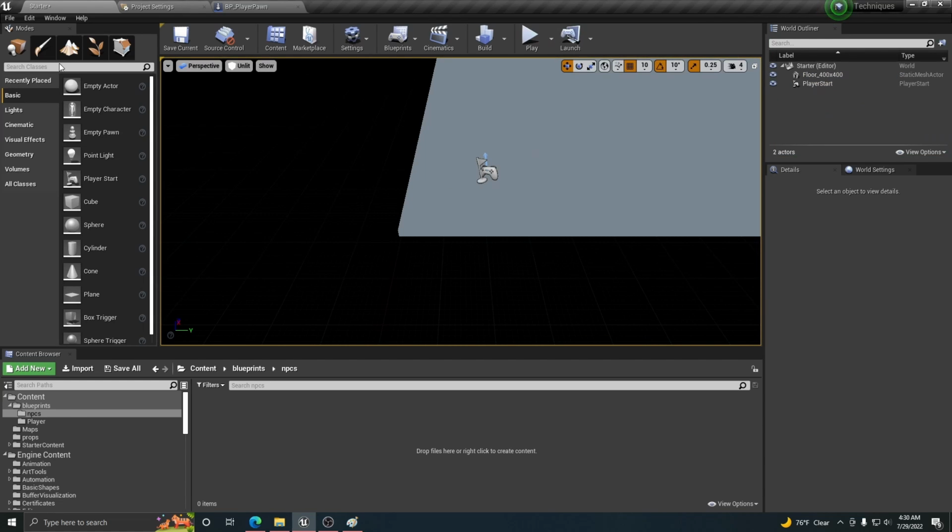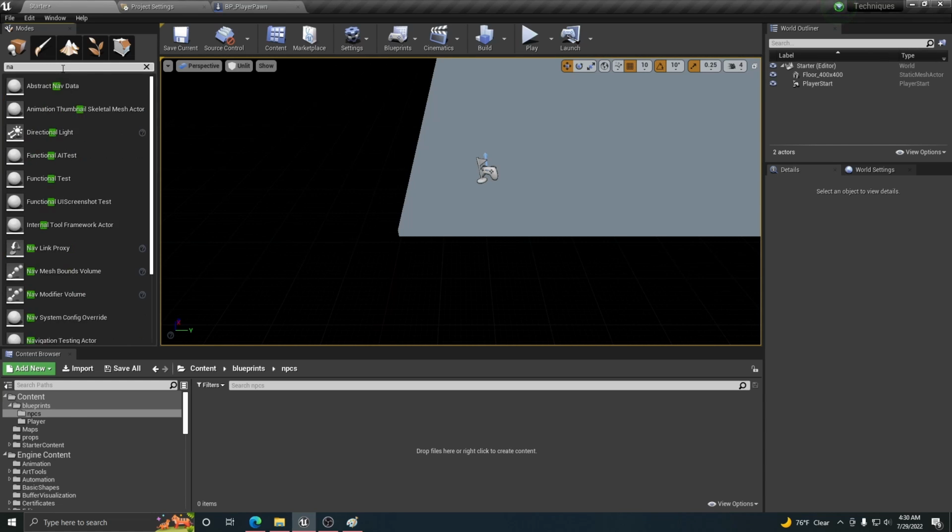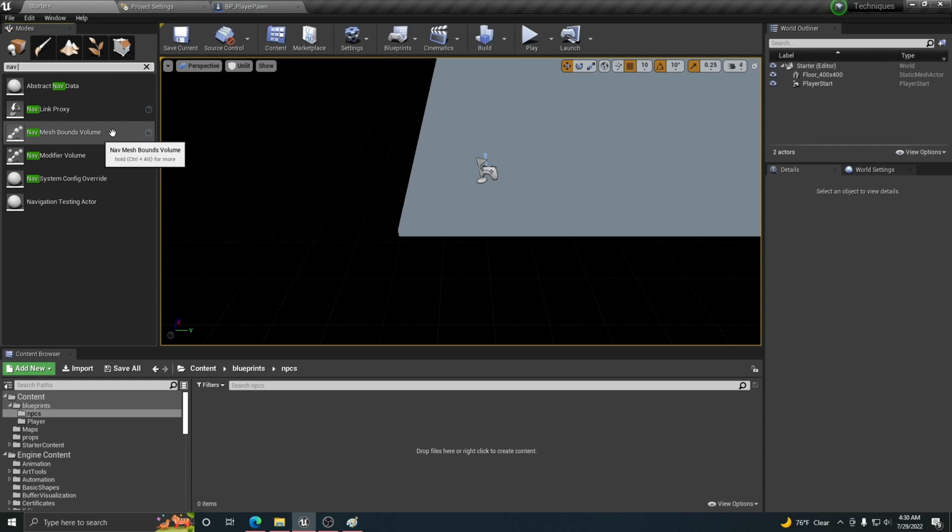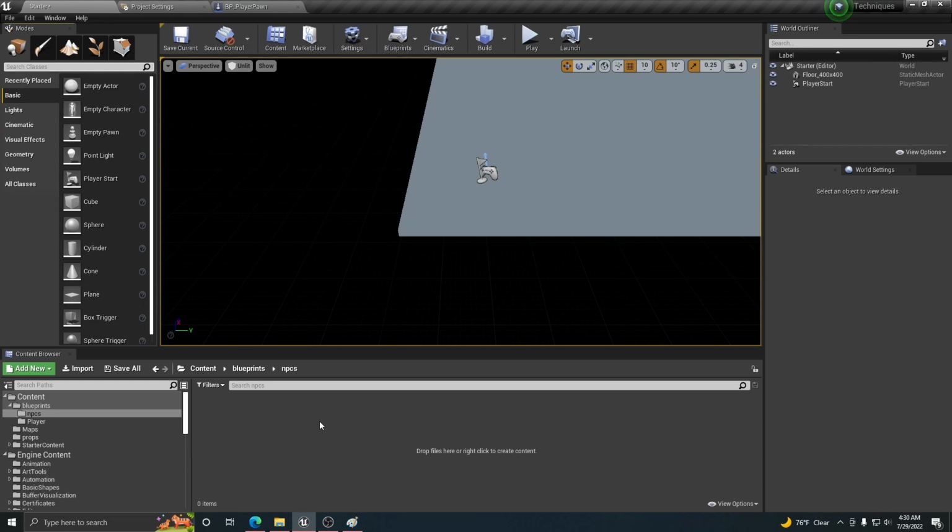In this lesson we're gonna focus on making an AI. And the AI is not gonna use any nav mesh, behavior trees, or any AI controllers. So we're gonna make a very plain AI that doesn't use any of that stuff.